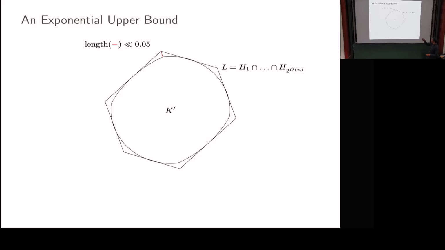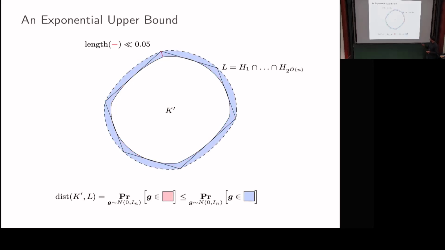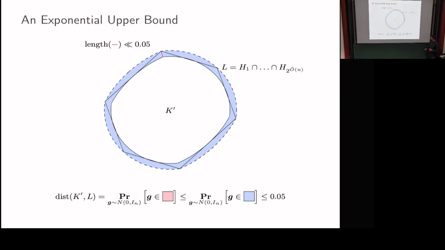But we don't want this sort of guarantee. We want a guarantee which controls the Gaussian measure of the pink region, right? But because of convexity, you could take that little red line and slide it over the boundary of the set K prime to get this dotted region. And convexity tells you that the error, the pink region, is strictly dominated by this blue region. And we will show that this is less than 0.05.